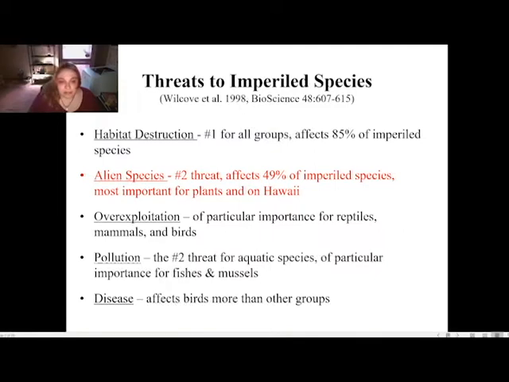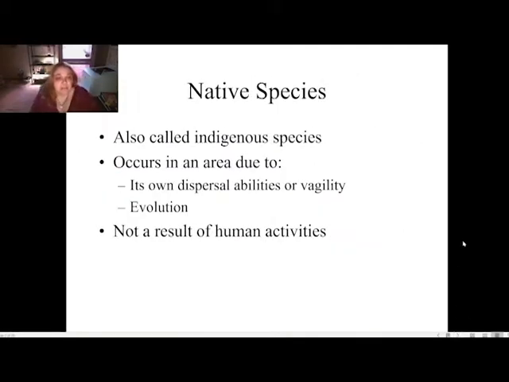So before we get into types of invasive species, first we need to define a native species. A native species, also called an indigenous species, is a species that is natively found in that area. So it occurs in the area due to its own dispersal abilities. It can disperse there naturally, or it could have evolved in that area. So it's something that we had no impact on. It's not there as a result of our activities.